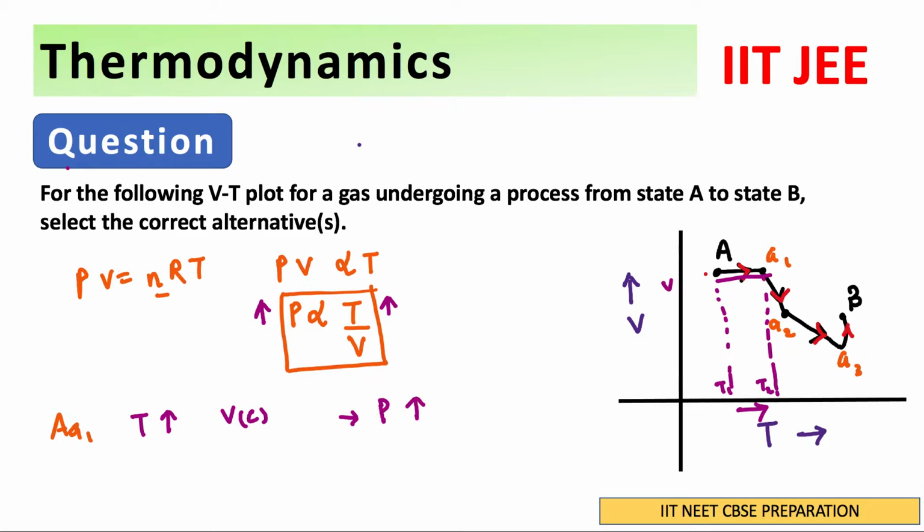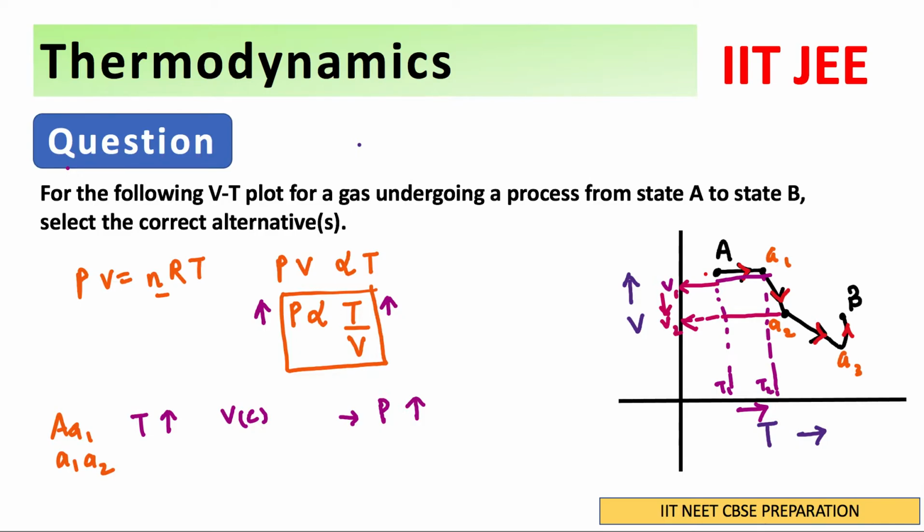Now let's consider the second part. The second part is A1, A2. So in A1, A2, what is happening? If you see A1, A2, volume is decreasing in this part. If I mark this, here it is V1, here it is V2. So volume has decreased.